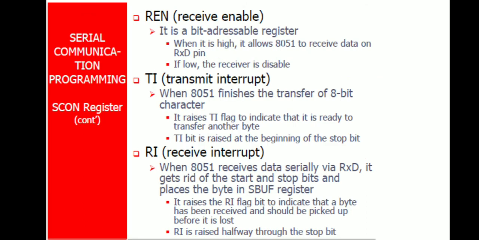Then REN, the receive enable pin, is a bit addressable register. When it is high, it allows the 8051 to receive the data on the RxD pin. If it is low, then the receiver is disabled.